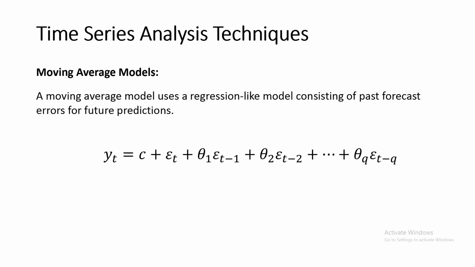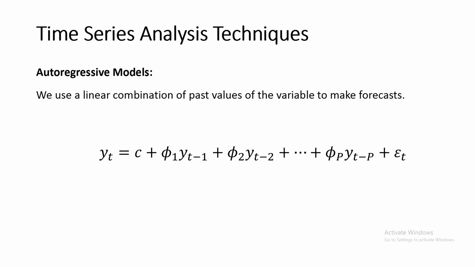Let's take a look at some time series analysis techniques, so models that we can build on our time series data. First is the moving average models. A moving average model uses a regression-like model consisting of past forecast errors for future predictions. In the autoregressive model, we use a linear combination of past values of the variable to make forecasts.